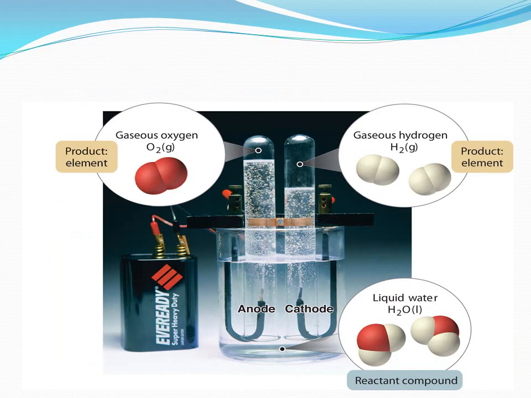So let's see in another form. Same thing, we have a battery attached here. The red one is the positively charged anode, and the black one is the negatively charged cathode. As we already discussed, the liquid water contains hydrogen and oxygen, H2O. When current is passed through water, the oxygen is attached to the positive terminal and hydrogen is attached to the negative terminal.